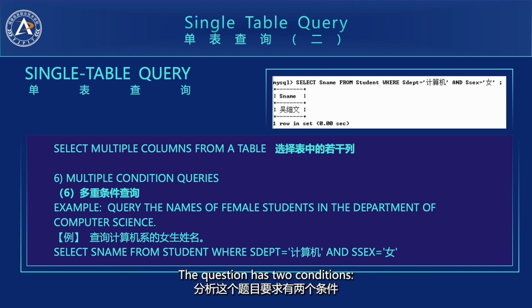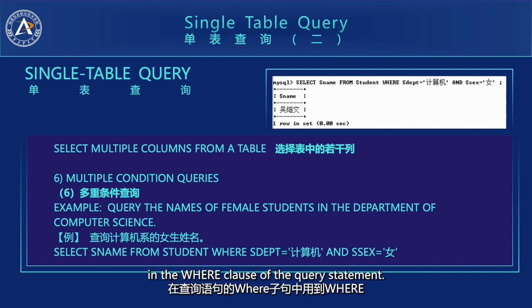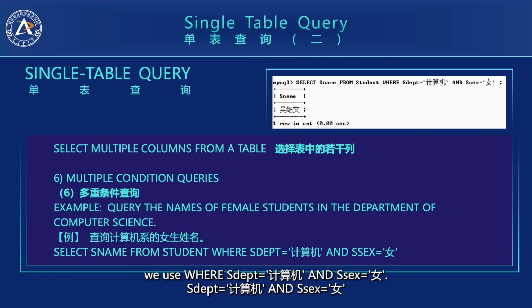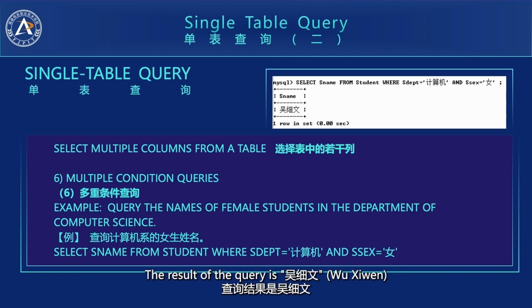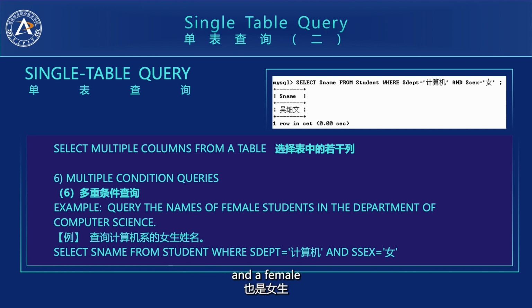The question has two conditions: the department must be computer science, and the gender must be female. Both conditions need to be satisfied simultaneously, so the logical operator used is AND. Therefore, in the where clause of the query statement, we use where dept equals and sex equals. The result of the query is Wu Xiwen, who is both a student in the Department of Computer Science and a female, satisfying both conditions.